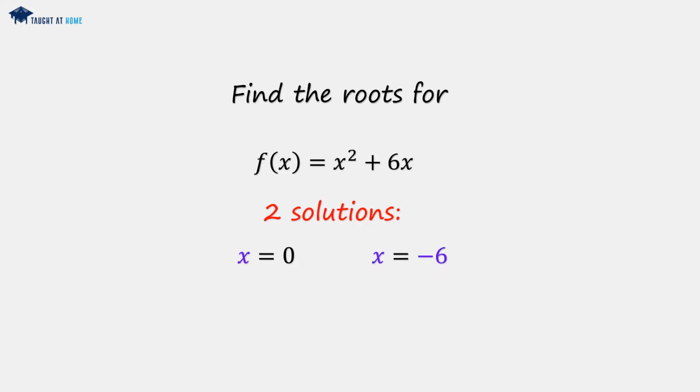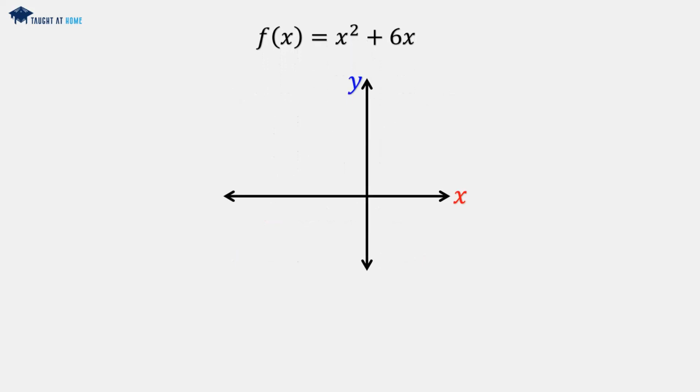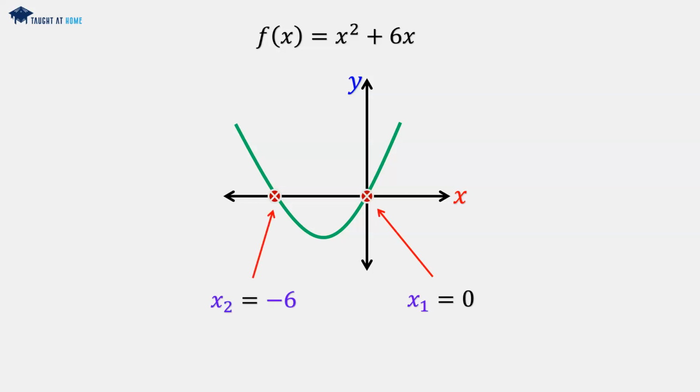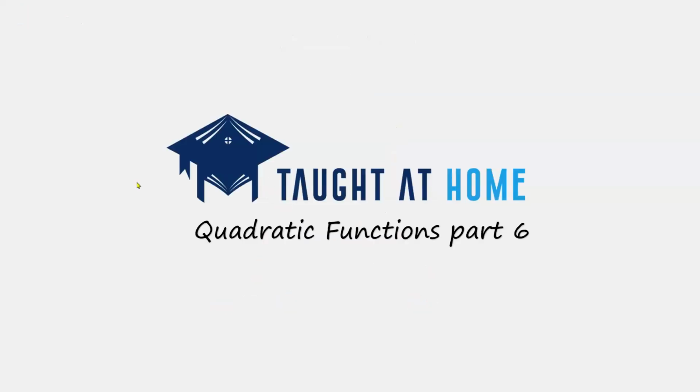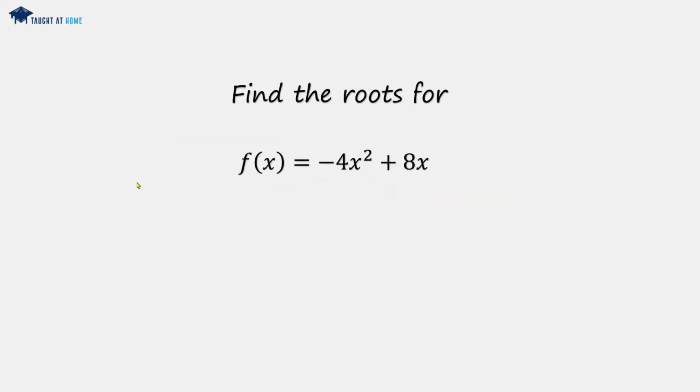We often denote the two solutions with the subscripts x1 and x2. And if we look at the function, we can see we do have two roots. The first one at 0 and the second one at minus 6. Example 2. Find the roots for f of x equals minus 4x squared plus 8x.